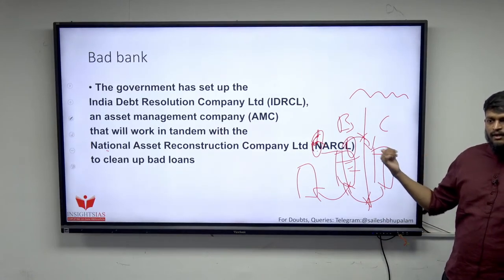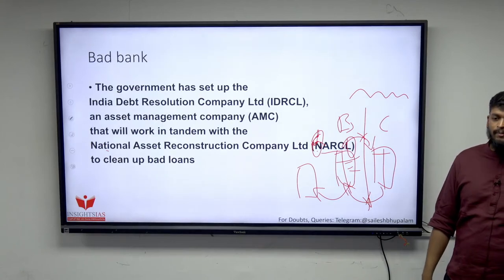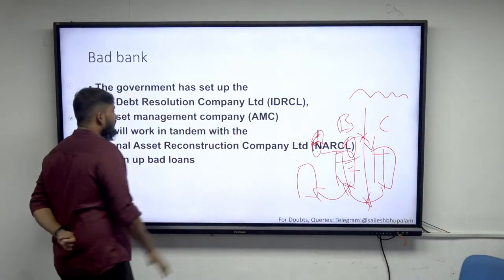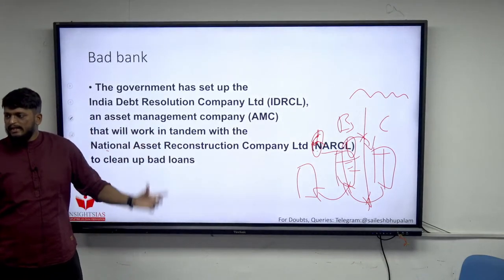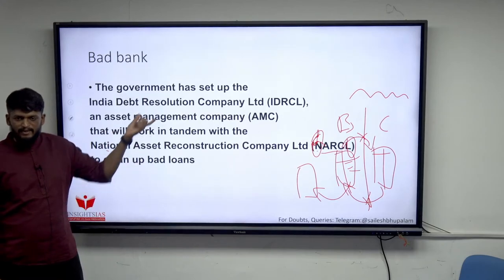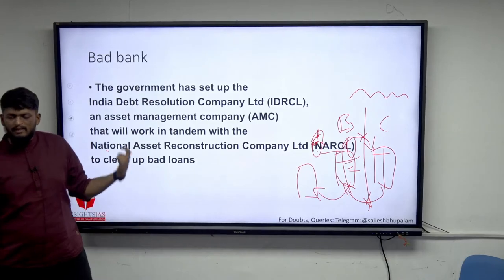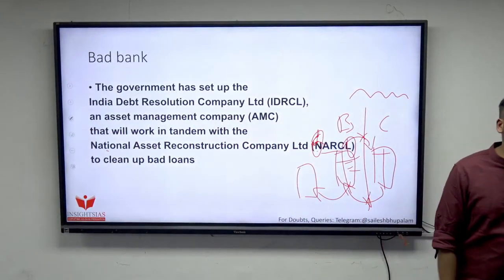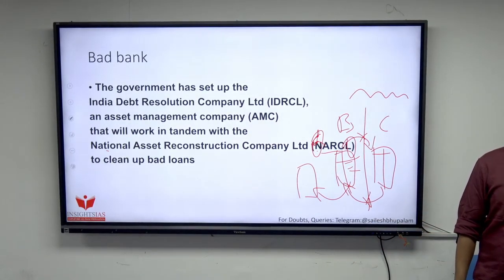You understood the solution that we are as of now implementing with regard to bad loans? This NARCL itself is the bad bank. And to get funding for this NARCL, we have set up an AMC called IDRCL. This IDRCL will create AIFs, and some AIFs will invest this money into ARCs. This ARC here is NARCL, and NARCL will buy bad loans from banks and try to resolve them just like a normal ARC would. You understood?